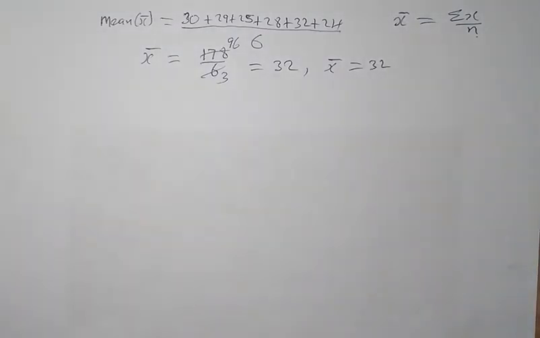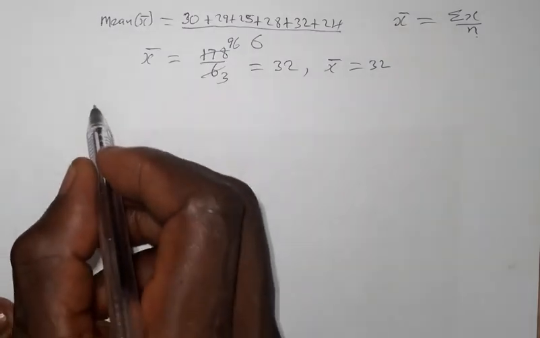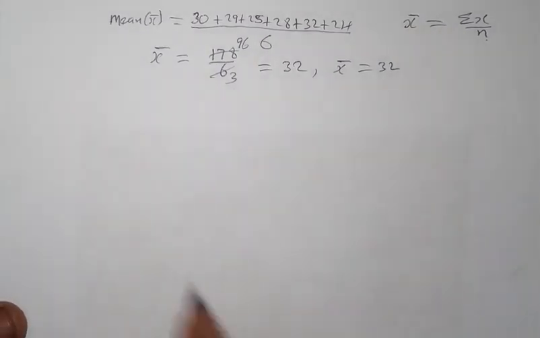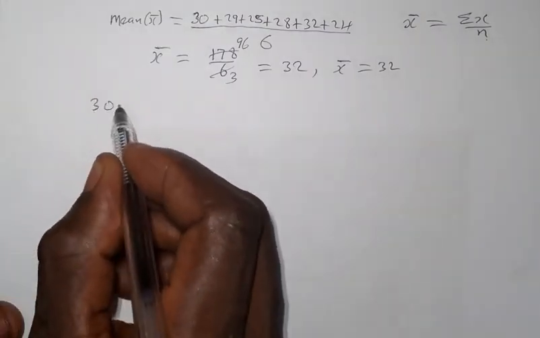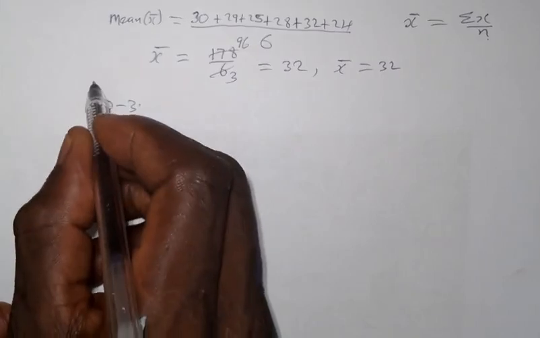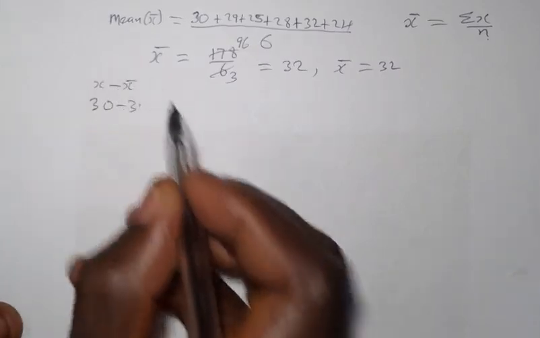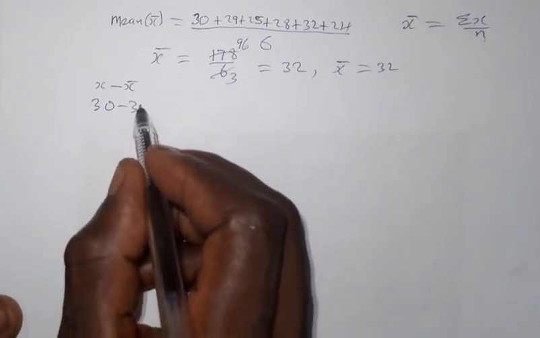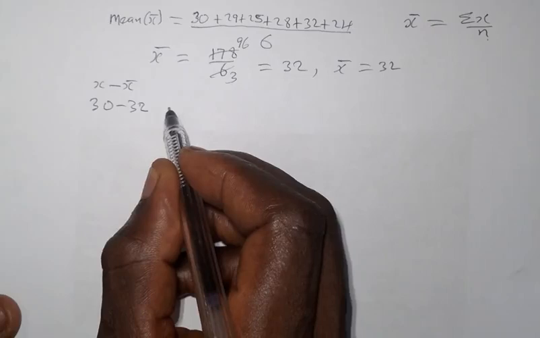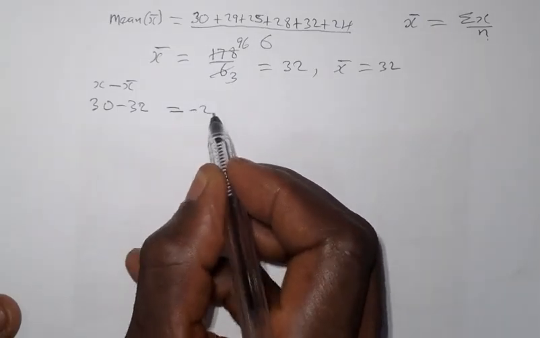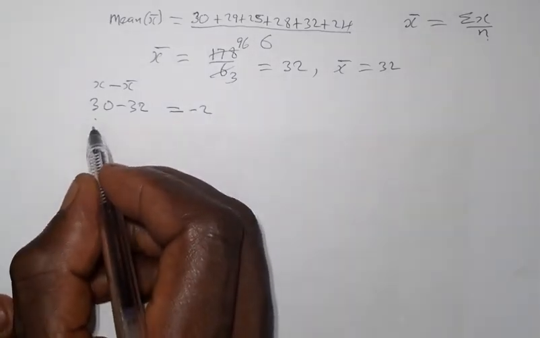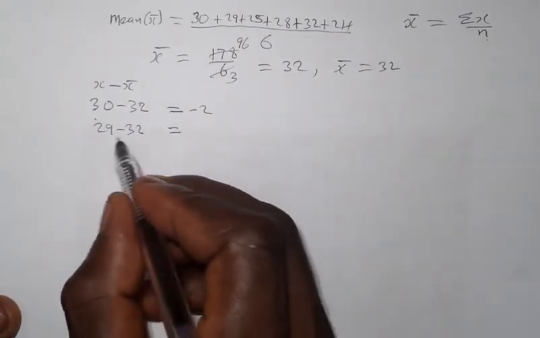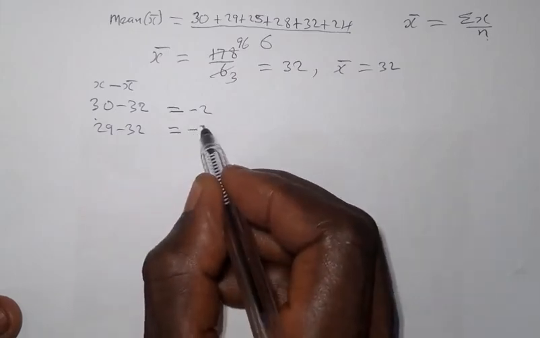So what will happen here is that we will use a little bit of tabular form in order to solve this. We'll arrange x minus x bar, that is 30 minus 32. These are tagged as x. So this gives us minus 2. Then we have 29 minus 32, which gives us minus 3.